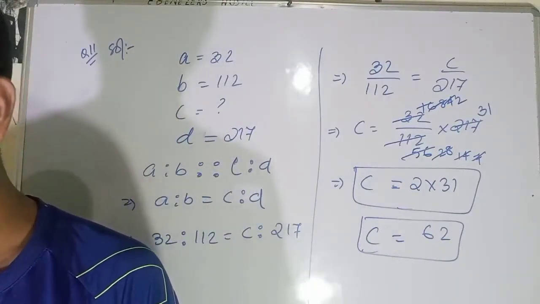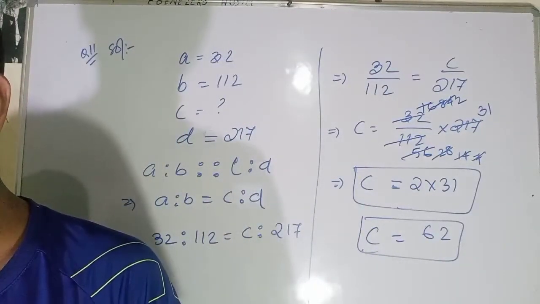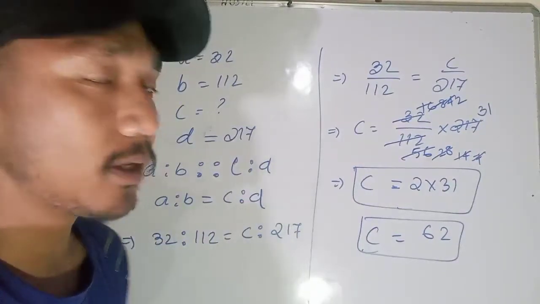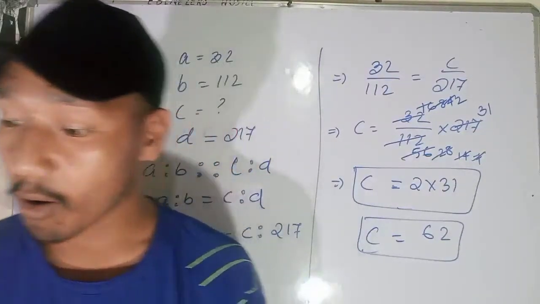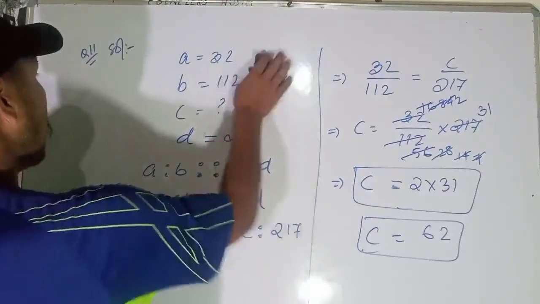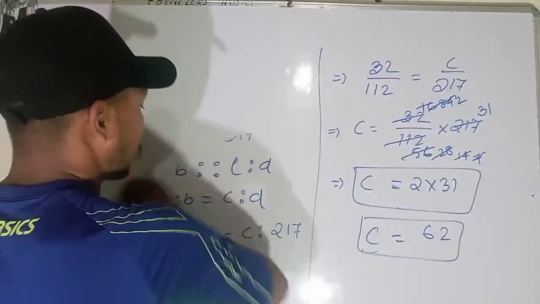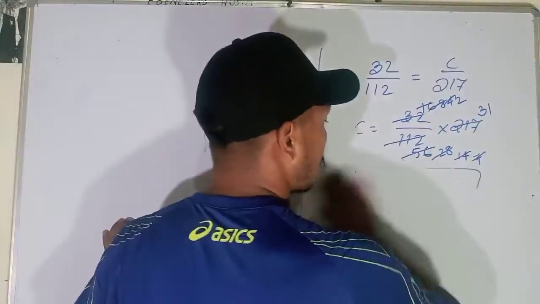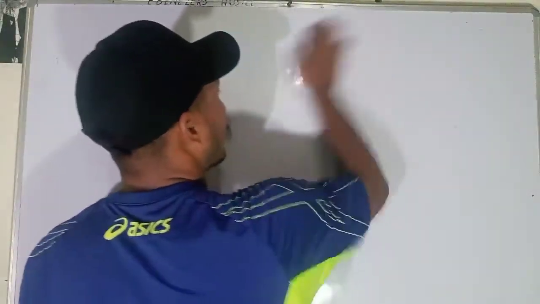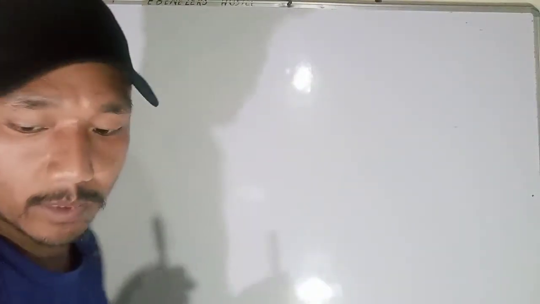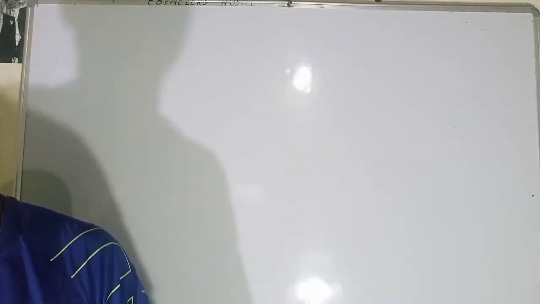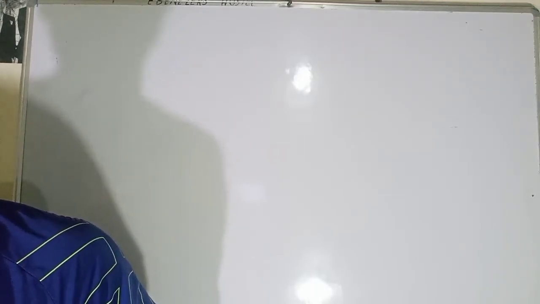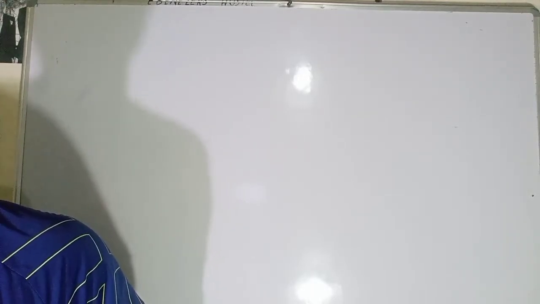In this way you try to find out question number 12 also, and 13. Question number 13 I'm doing. Question number 12 will be your homework. Next, question number 13. Find the third proportional to 1 kilometer, 250 meters, and 500 grams.